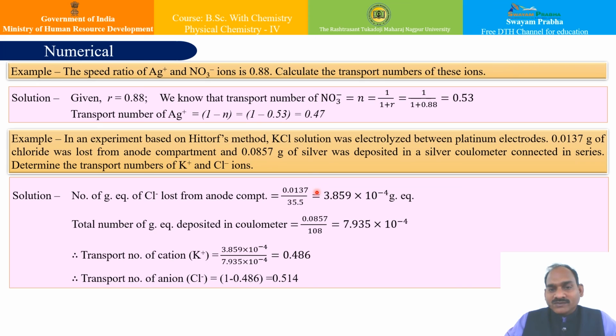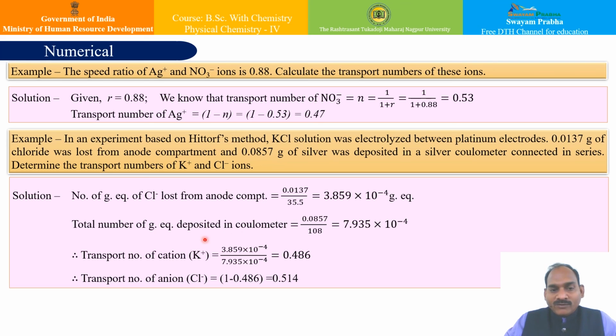And what is gained in the coulometer? The gain in the coulometer is because of the transport of both the ions, so the total number of gram equivalents deposited in the coulometer is 0.0857 divided by 108, since we have taken a silver coulometer. It is actually 7.935 into 10 to the power minus 4.